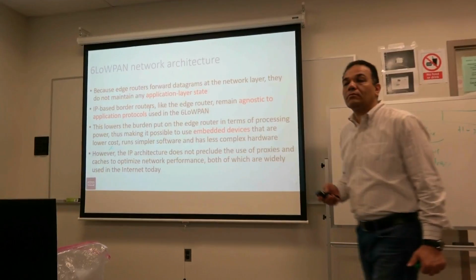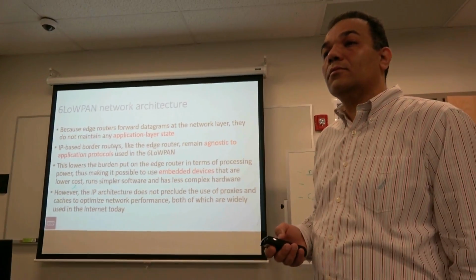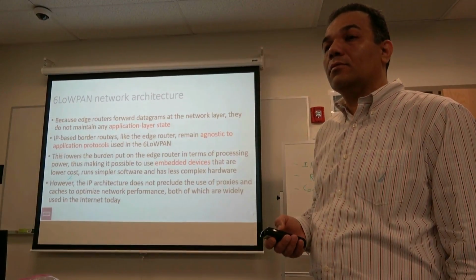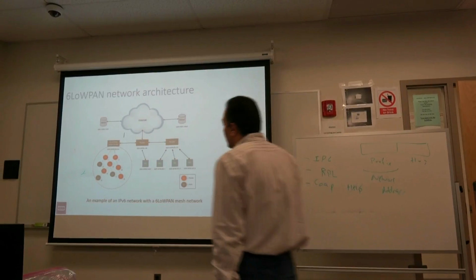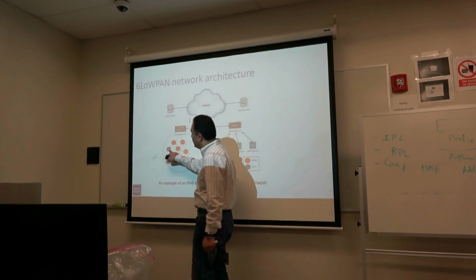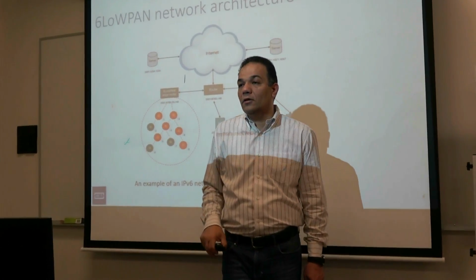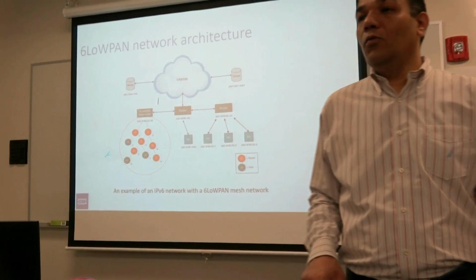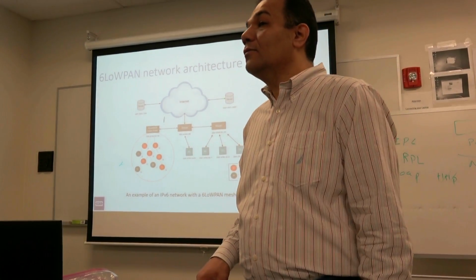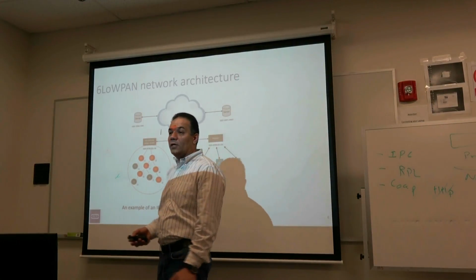Professor, without the prefix, how is it going to figure out what the gateway is? It does not need a gateway because what I'm saying is that this leaf is communicating with this leaf. All of them have the same prefix. Within the mesh, we don't need it.